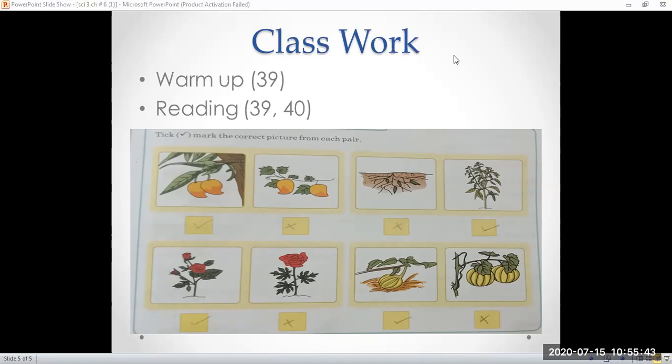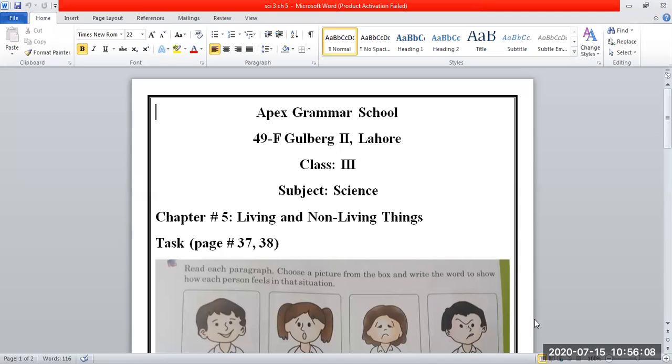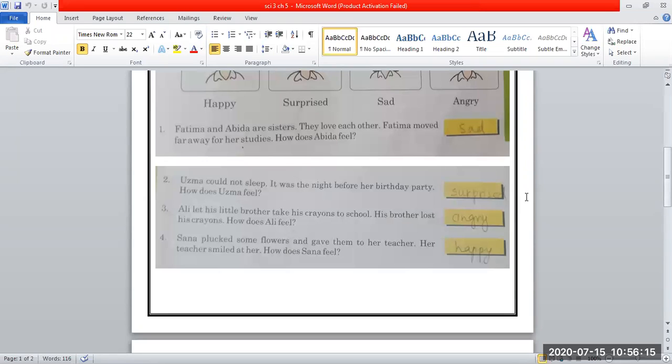Okay, till here we are going to read today, and from the previous chapter we have left something. So students, now open page number 37 of your books. Tomorrow we left the task. So now you can see, yes, 37. Now you can see clearly on your screen that there is page number 37.